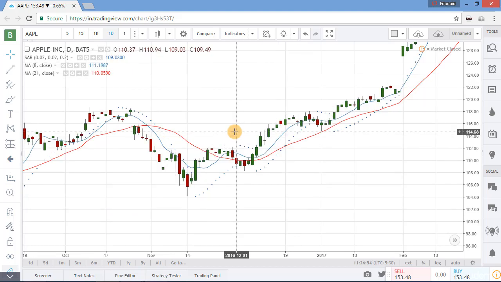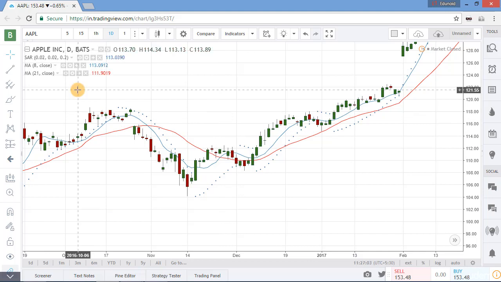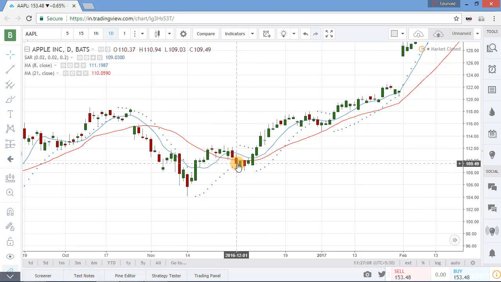Here I am using the two moving average system, one with time period 8 and the other with time period 21. Now see here, the moving average system is giving us a buying signal and also PSAR is giving a buying signal. Here we are getting four dots of bearish signal from PSAR, but the blue moving average is above this red moving average.